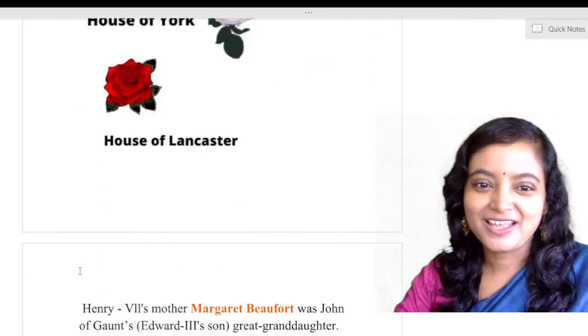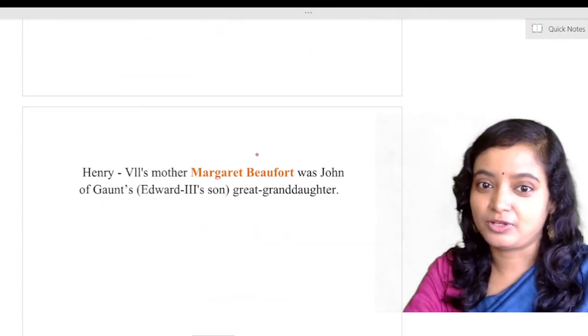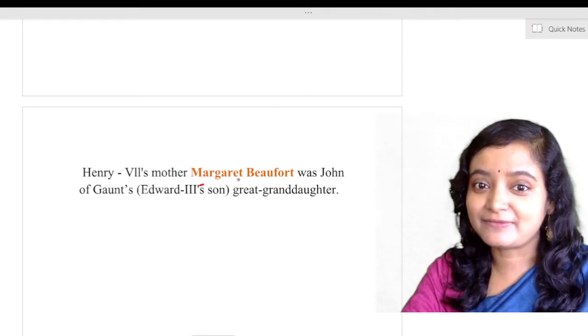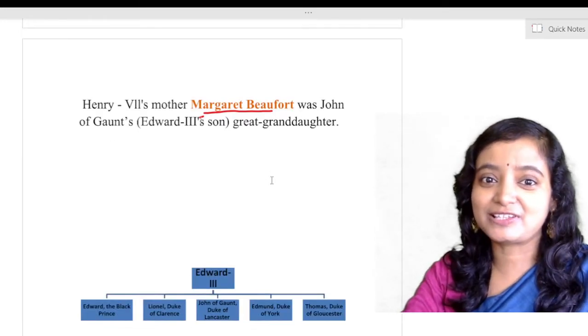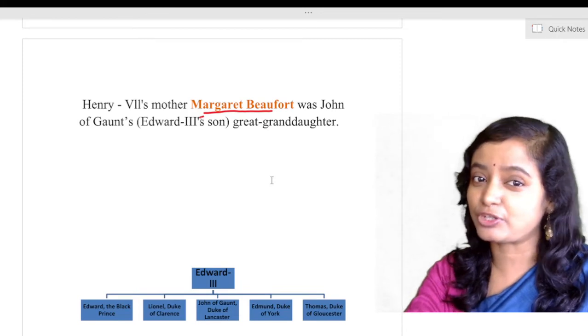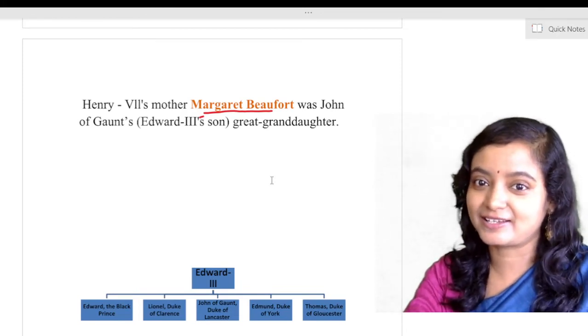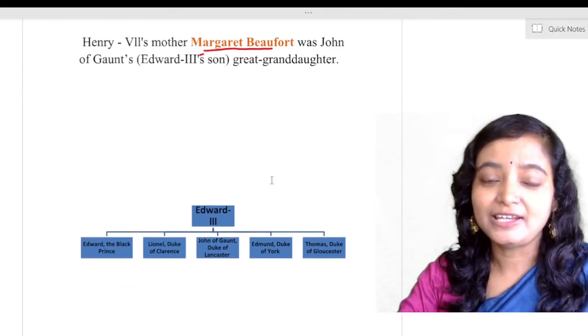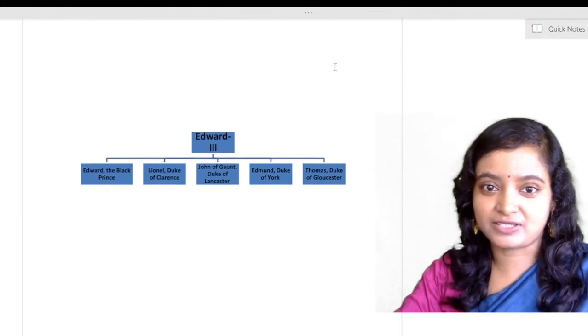Now, Henry VII's mother is a very important figure in the history of literature, because Henry VII's mother, Margaret Beaufort, was John of Gaunt's great-granddaughter. Now here, observe this chart.